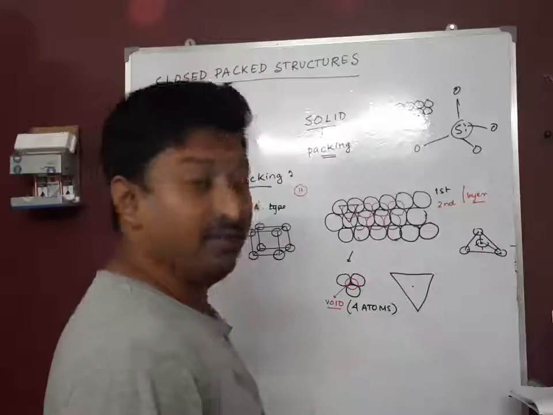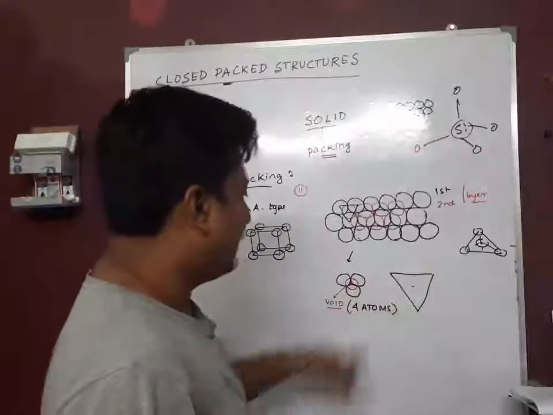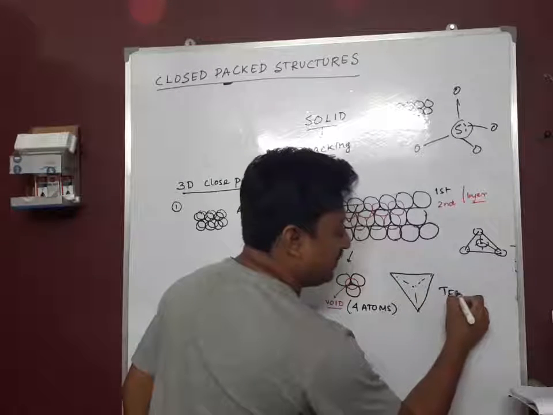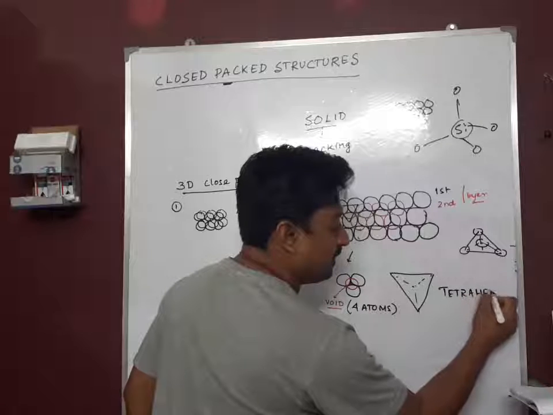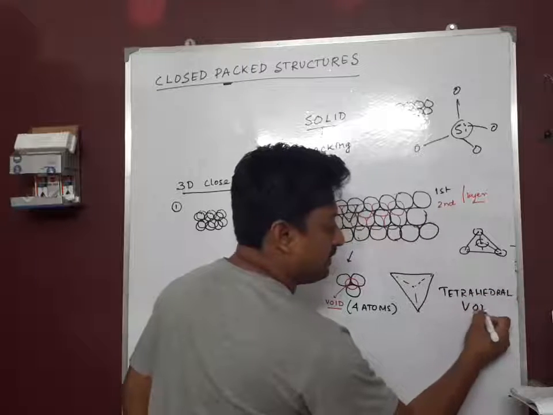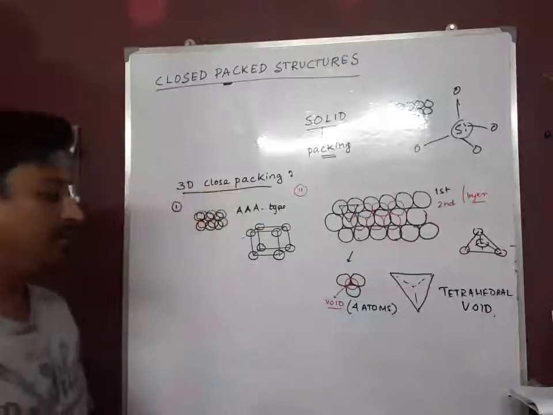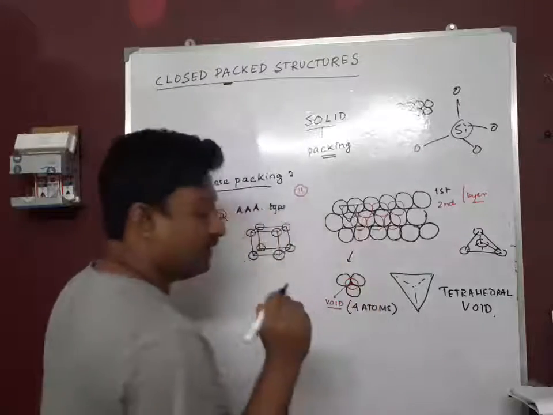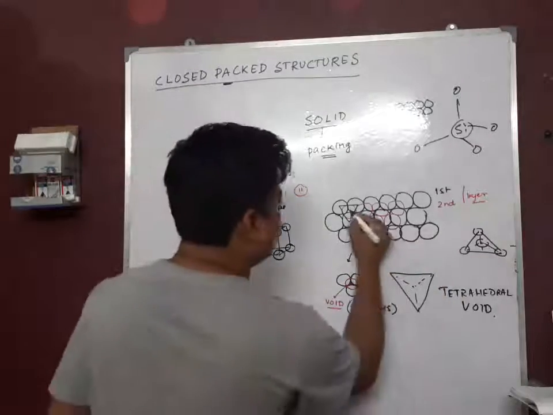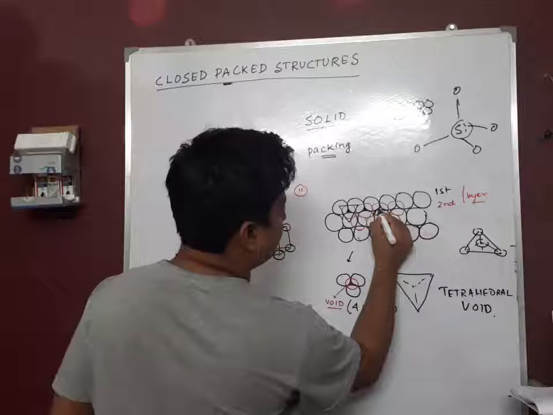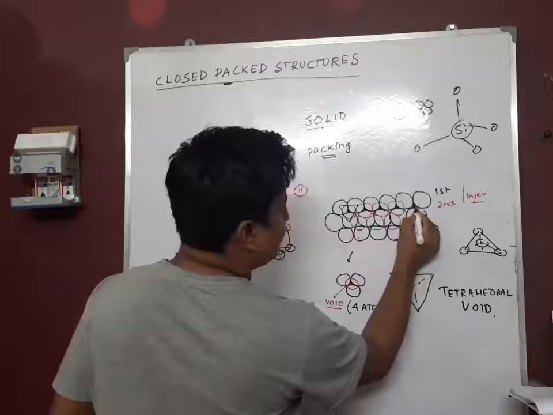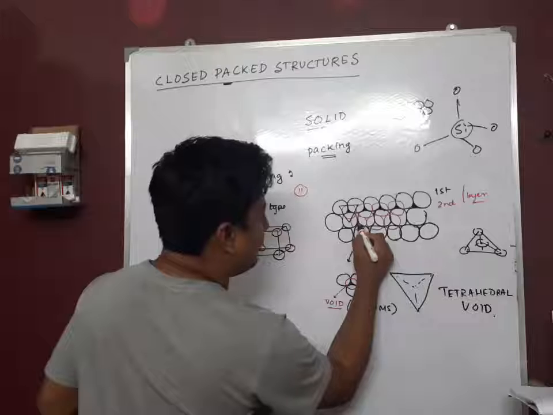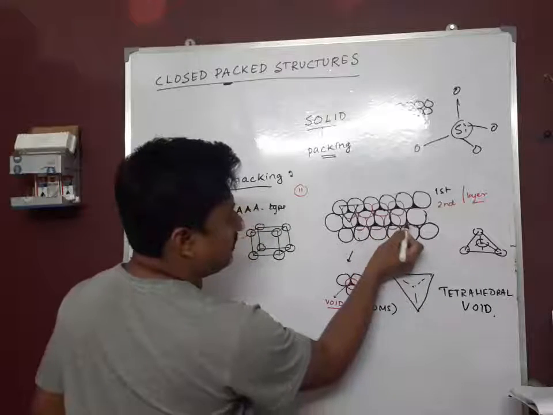That means this void is surrounded by four atoms, and this kind of void, which is surrounded by four atom centers, is known as your tetrahedral void. So how many tetrahedral voids are there? I am drawing the tetrahedral voids in black. So this is a tetrahedral void, and there are other tetrahedral voids here as well.